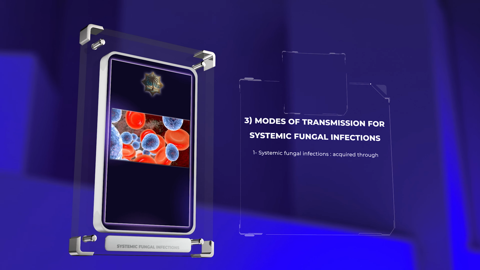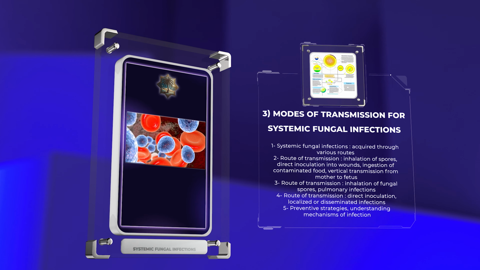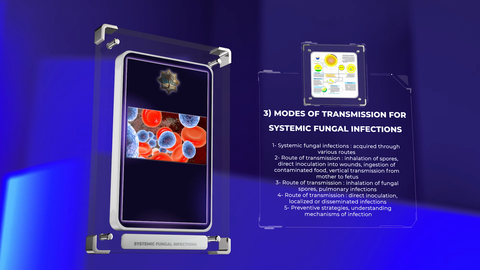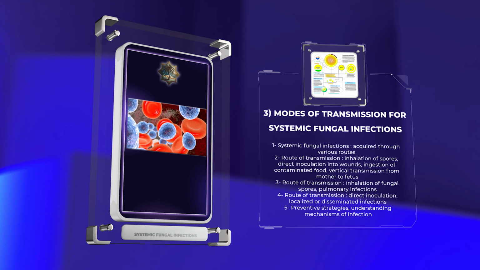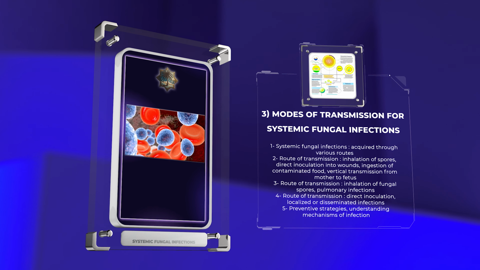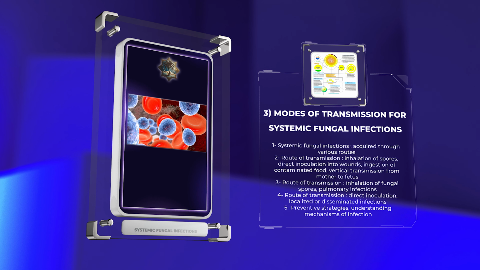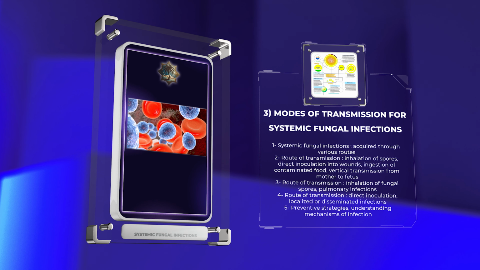Systemic fungal infections can be acquired through various routes, including inhalation of spores, direct inoculation into wounds, ingestion of contaminated food, and vertical transmission from mother to fetus. Each route of transmission has its unique mechanisms of infection, which must be understood to implement appropriate preventive strategies. For instance, inhalation of fungal spores can lead to pulmonary infections, while direct inoculation can cause localized or disseminated infections, depending on the virulence of the pathogen.